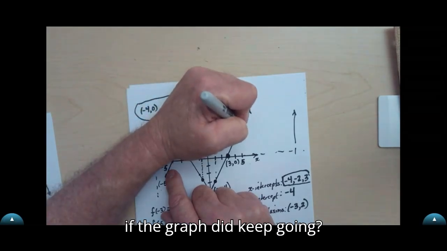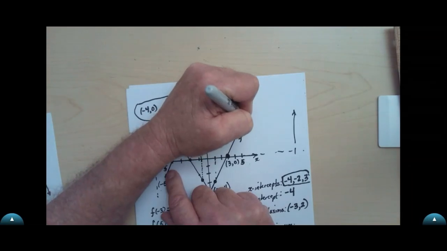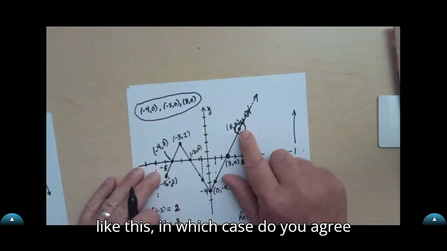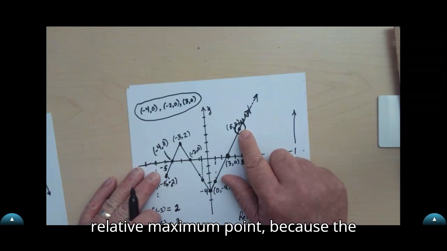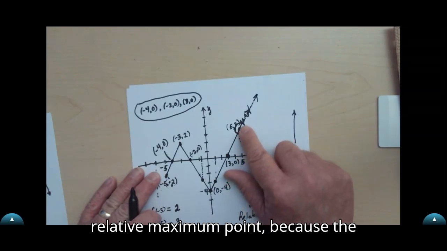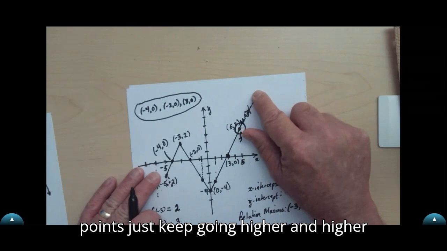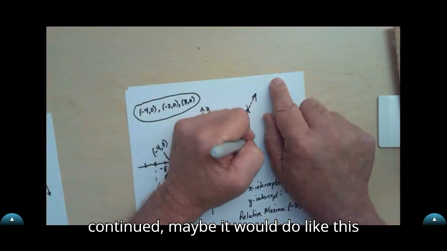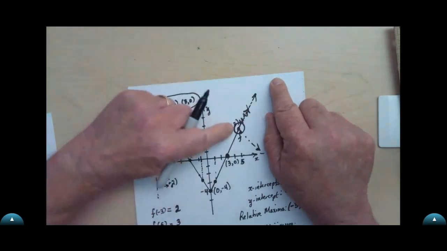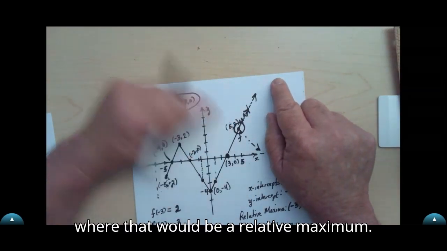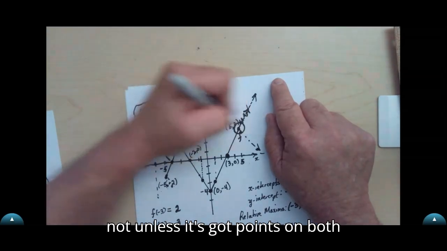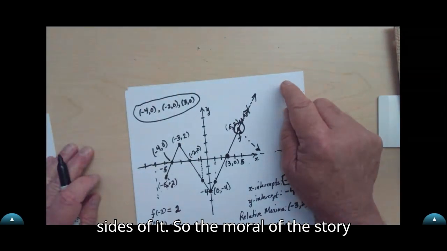What if the graph did keep going? Well, either it's going to keep going like this, in which case, do you agree that we would never think of that as a relative maximum point because the points just keep going higher and higher as they go past it? Or maybe if it continued, it would do like this, where that would be a relative maximum. But you can't determine whether it is or not unless it's got points on both sides of it.